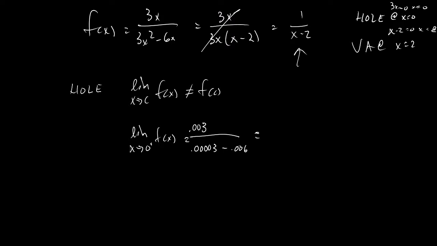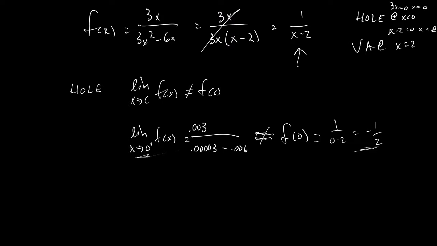So we know that if I plug in 0 to this thing, now that it's simplified, I can use my simplified version. I'm going to get 1 over 0 minus 2, which is equal to negative 1/2. And I know that these two things are not equal, because I have to get something really, really close to negative a half. So I know that I have a hole, using the definition.